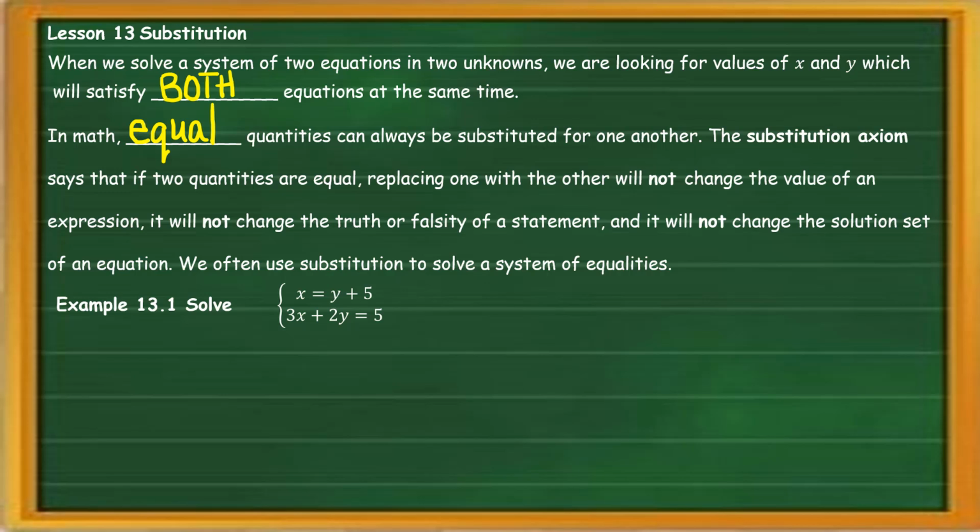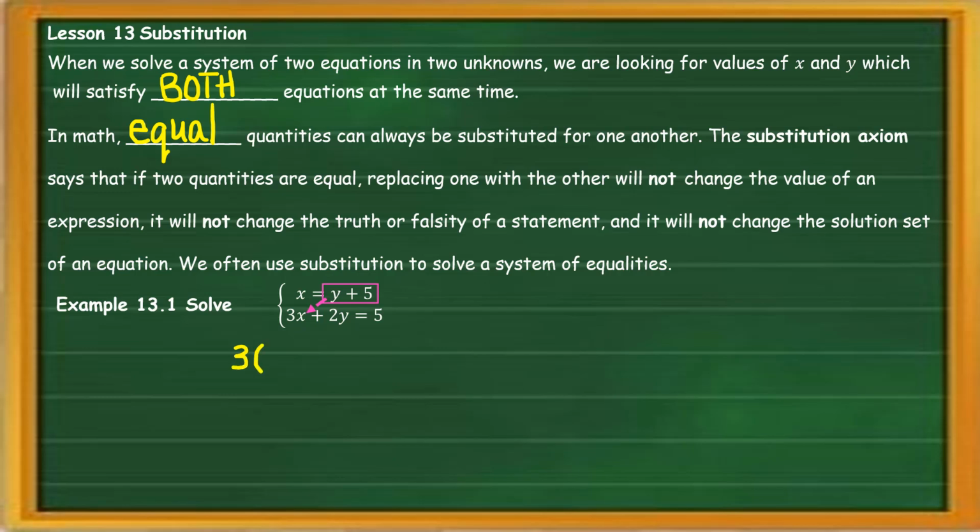We often use substitution to solve a system of equalities. So we have x equals y plus 5 and 3x plus 2y equals 5. So we want to find a point, x, y, that will satisfy both equations at the same time. So we have x by itself in that first equation, x equals y plus 5. And since those 2 quantities are equal, I can use y plus 5 for x in the second equation. I can substitute that. So I'm going to take y plus 5, which equals x, and put it in for x in the second equation.